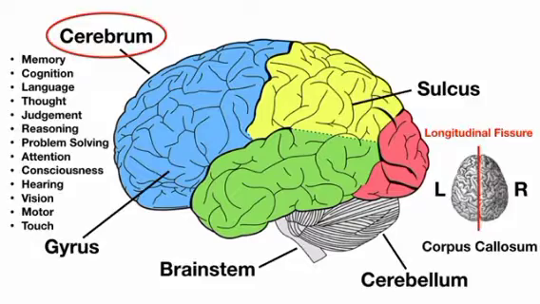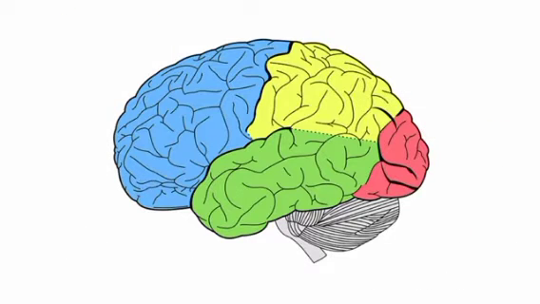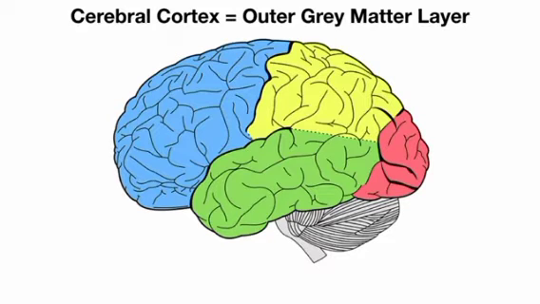This becomes important because there's specific gyri and sulci that matter when we talk about the anatomy and different functions of these lobes. So what are the different lobes of the cerebrum, and what exactly is the cerebral cortex? The cerebrum is made up of an outer layer of gray matter known as the cerebral cortex, and this surrounds the inner layer of white matter. The cerebral cortex can be divided into four main lobes.